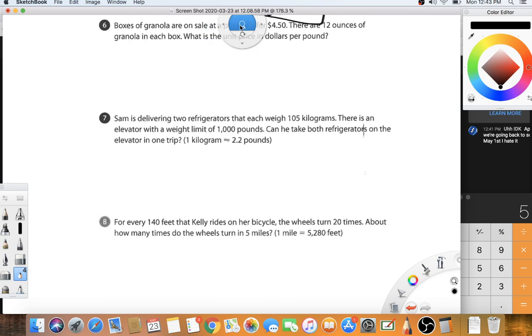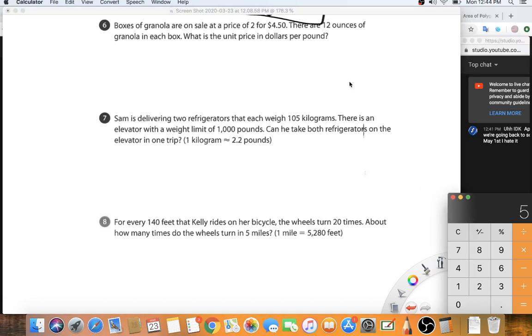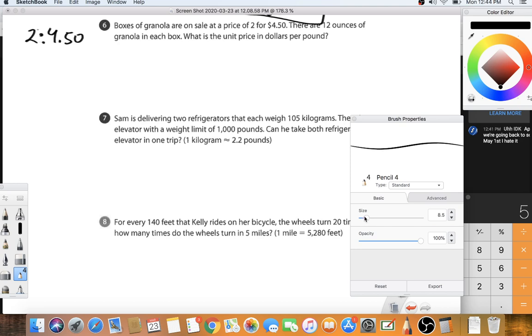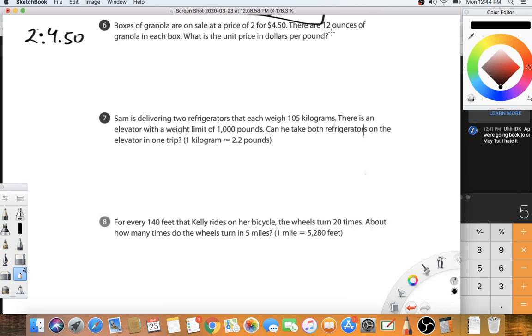More space. All right, number 6 asks us, boxes of granola are on sale at a price of 2 for $4.50. That's our ratio. 2 for $4.50. Is it that one? Sorry. There are 12 ounces of granola in each box. What is the unit price in dollars per pound?